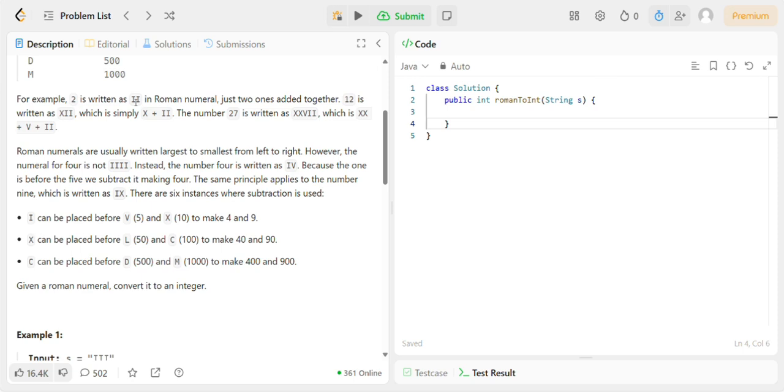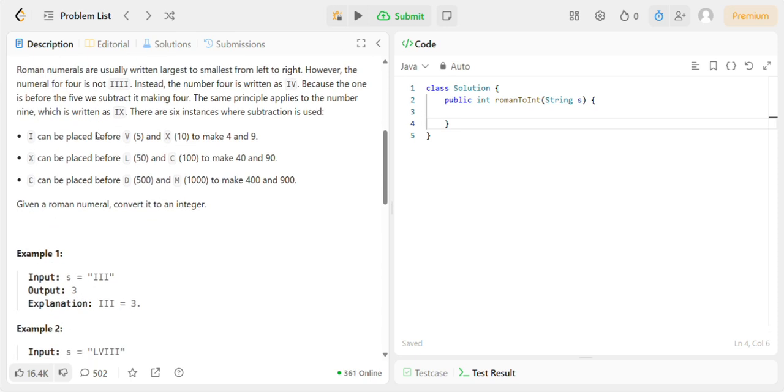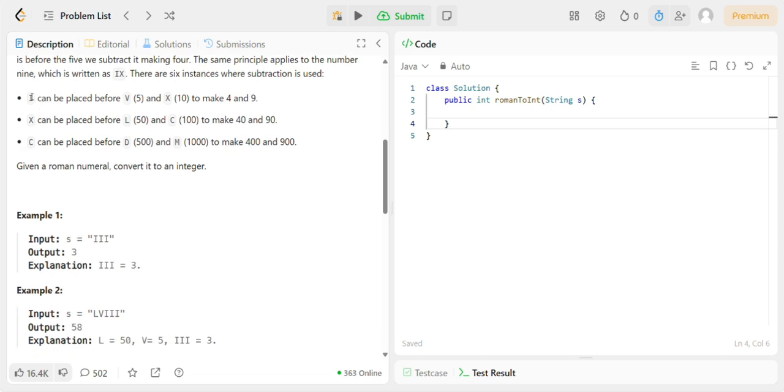So 2 is written as II and 12 is written as XII, which means X plus II, which is 10 plus 2. In the same way, 27 can be written as XXVII, which means XX plus V plus II. There are some restrictions also: we cannot write 4 as four consecutive ones. Instead we keep an I before V, which makes it 4. And there are some other exceptions given here.